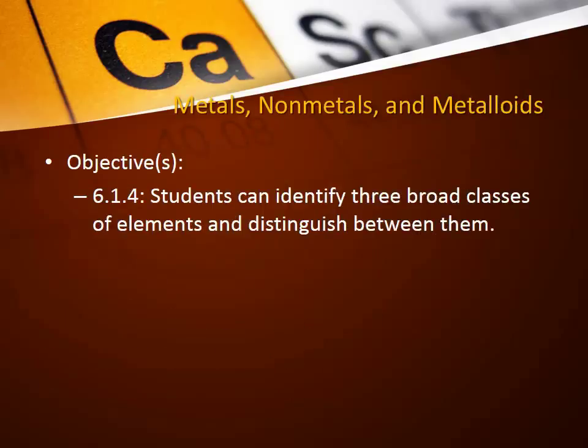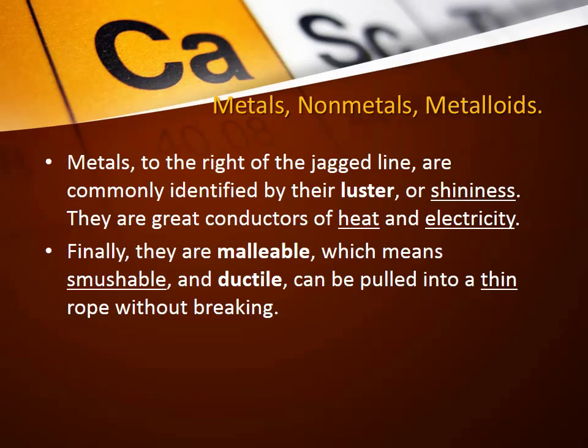Now, in our next section, we have a different objective. We have that students can identify 3 broad classes of elements and distinguish between them. Metals, as we mentioned earlier, are to the right of the jagged line, and are commonly identified by their luster, which is like the chemical word for shininess. Generally, metals are shiny. They're also very good conductors of heat and electricity, meaning you can send an electric current through them, or they also heat up very quickly.